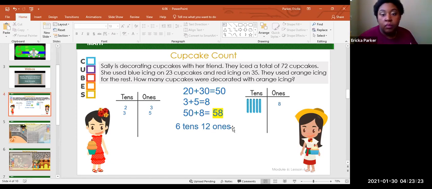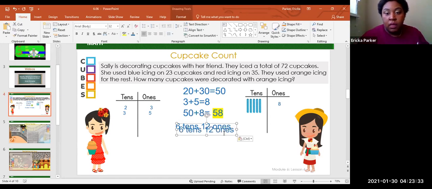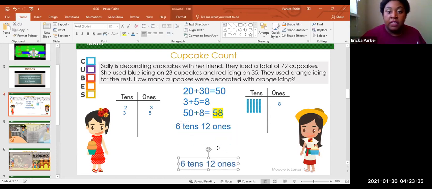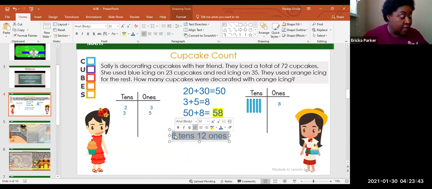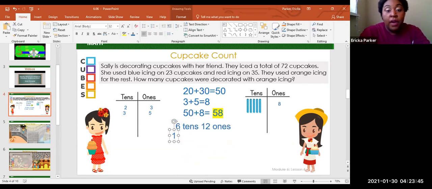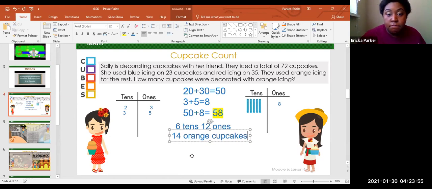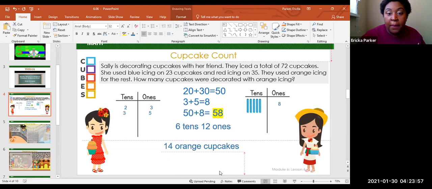So our answer, let me put this here so that you can see it. All right, so our answer is there were 14 orange cupcakes. Okay?